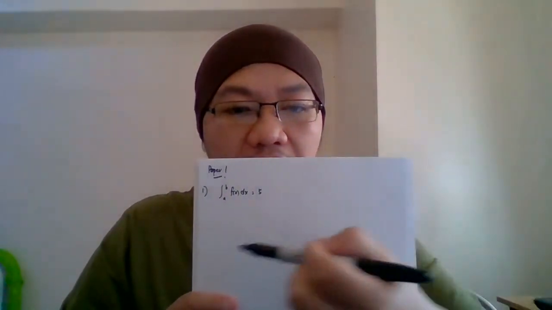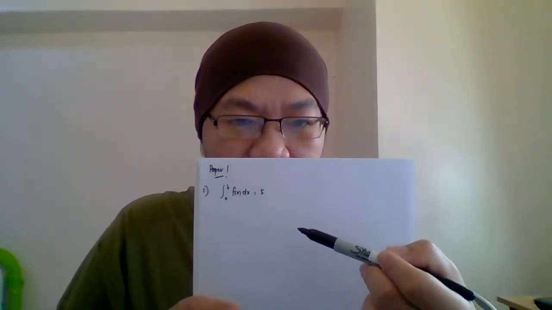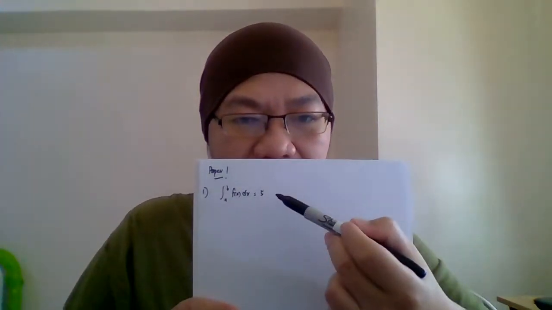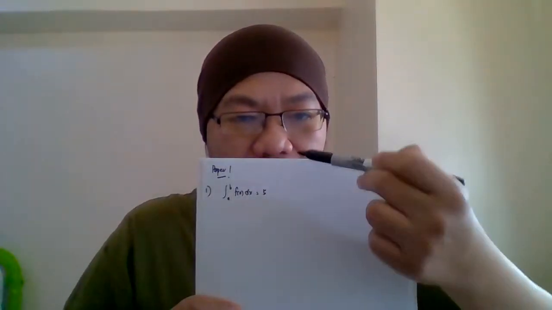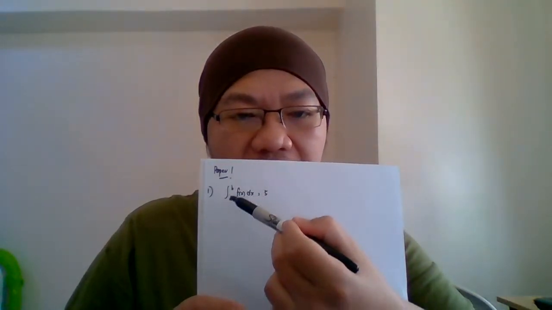Latihan 1, paper 1 nombor 1. Given the shaded region, the bounded region, equals 5 unit. The area is equal to 5 unit. That means if we want to find the area, we need to integrate the function. So by integrating the function f(x) dx from a to b, we got 5. That is the information given. How do we get 5 there? You need to integrate the curve equation f(x) to the limits of a and b, which equals 5.